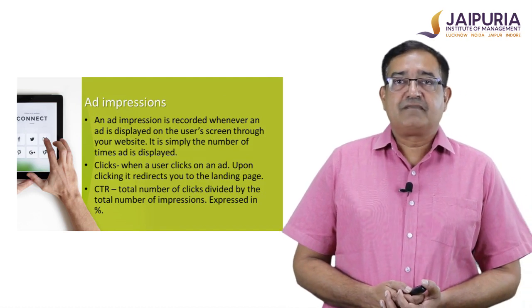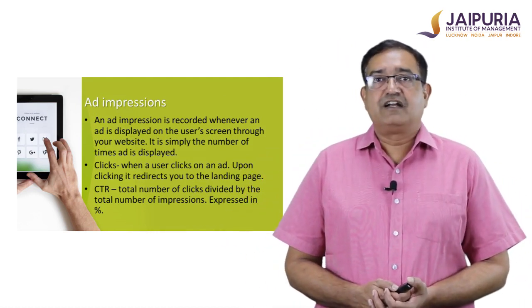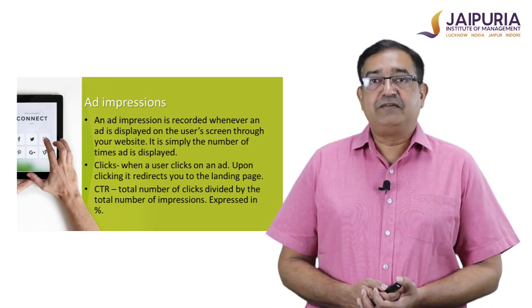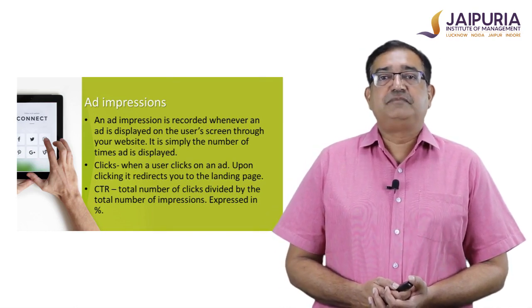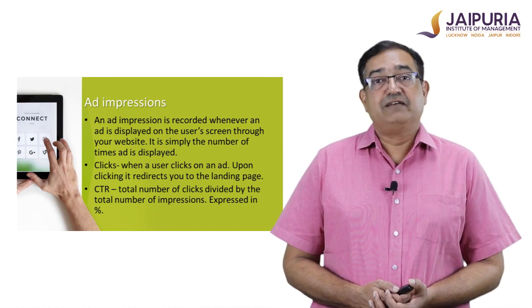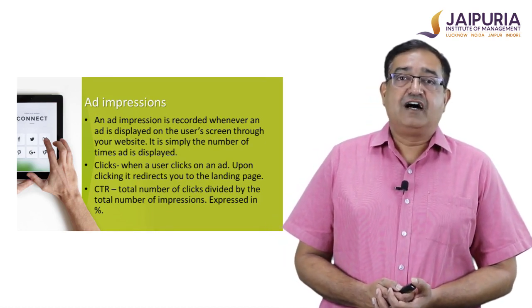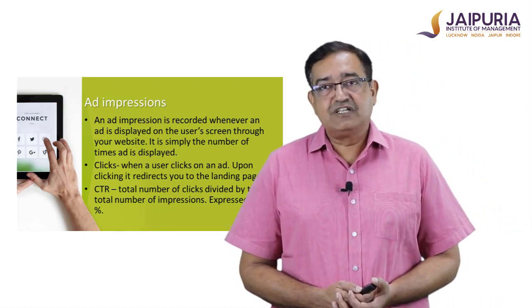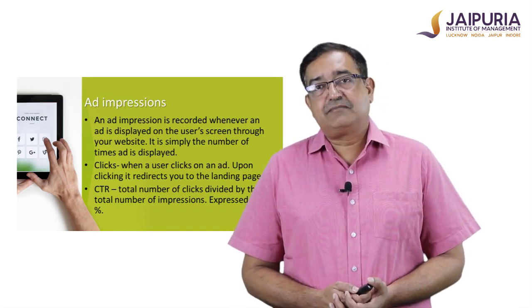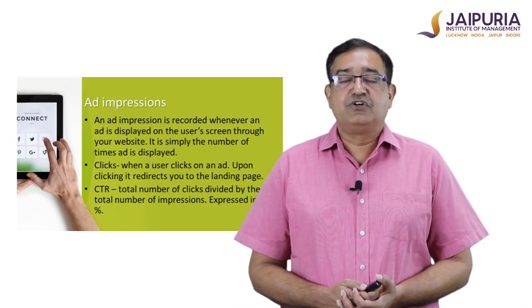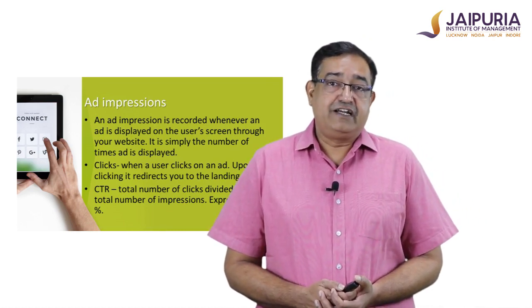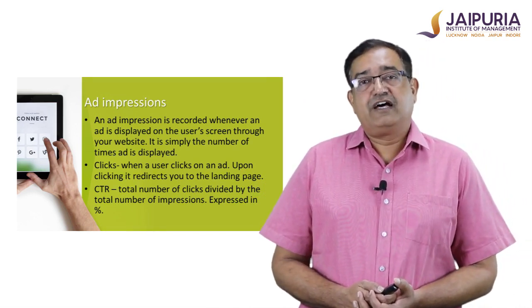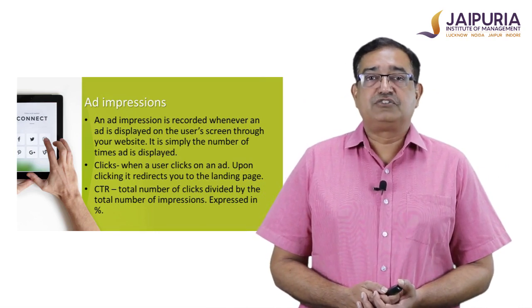What is an ad impression? An ad impression is recorded whenever an ad is displayed on the user's screen through your website. It is simply the number of times the ad is displayed. Say your ad is displayed 10 times today, it means there are 10 impressions. And out of those impressions, how many times a user who has seen your ad clicks on it? When a user clicks on that ad, that is termed a click, and it redirects to your landing page. You decide that landing page while creating your website, that on clicking the ad, this is where the target audience should reach.